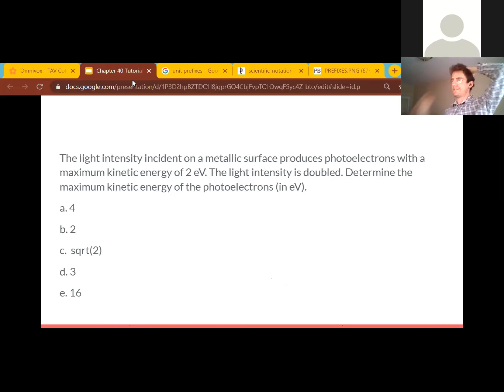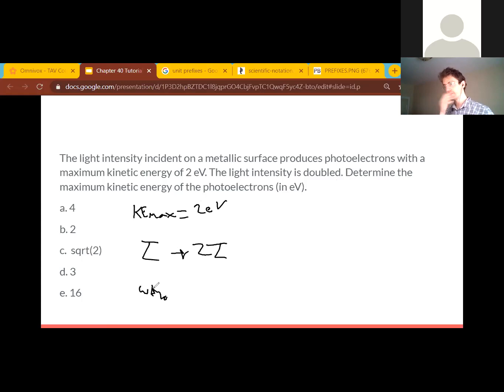So don't say it out loud. I'll give you like 30 seconds to think about this, and then we'll discuss it. So you're told the maximum kinetic energy originally is 2 electron volts. And then you're told that the intensity gets doubled. How does that change the max kinetic energy?